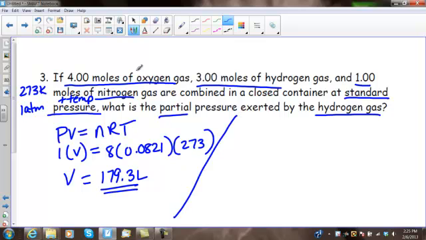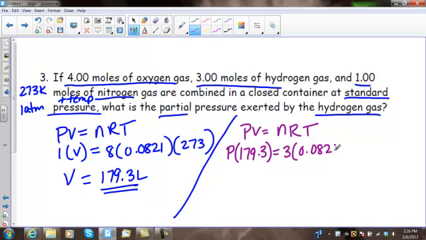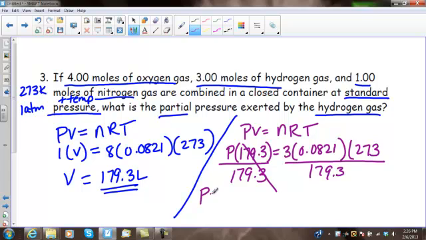We're not done yet. We now need to find the partial pressure of hydrogen only. So we don't know P. We know our V is 179.3 liters. We know our moles for hydrogen is 3. Our gas law constant is 0.0821, and our temperature is 273. So we're going to divide both sides by 179.3, and I get a pressure equal to 0.375 atm, or approximately 0.38 atm, and that is for hydrogen.